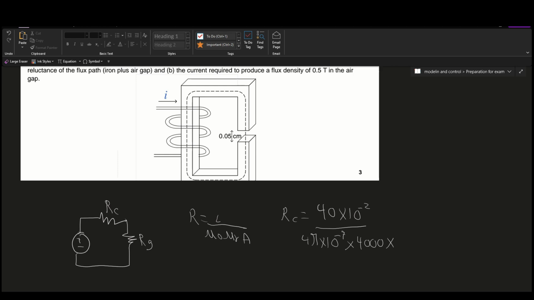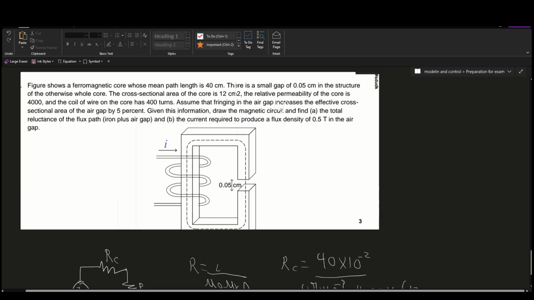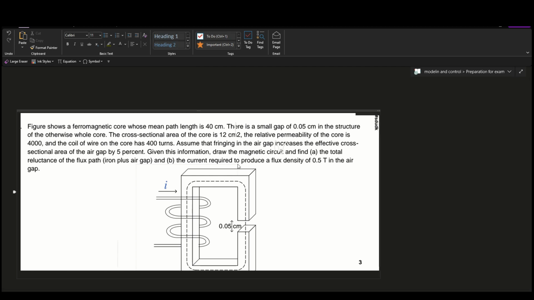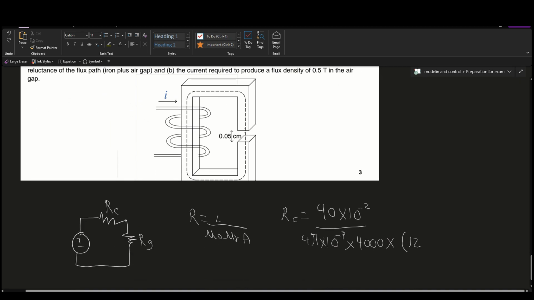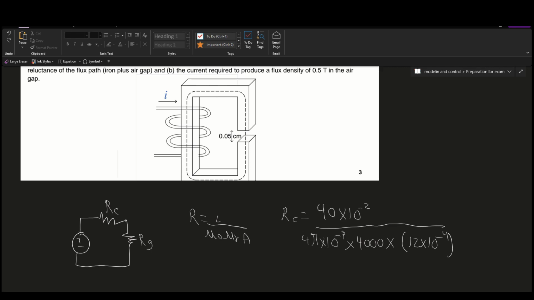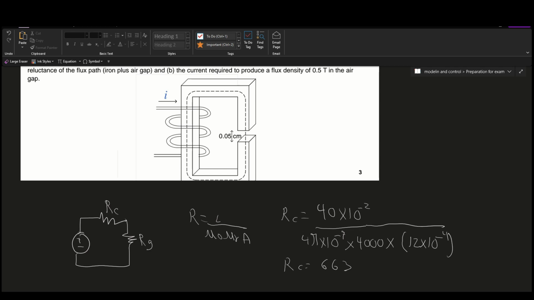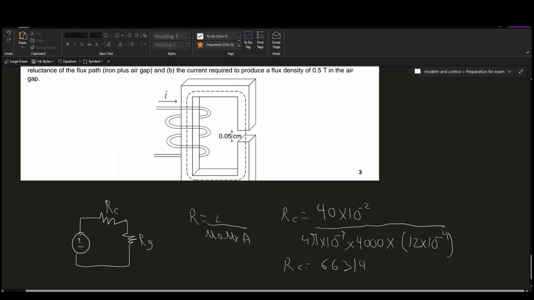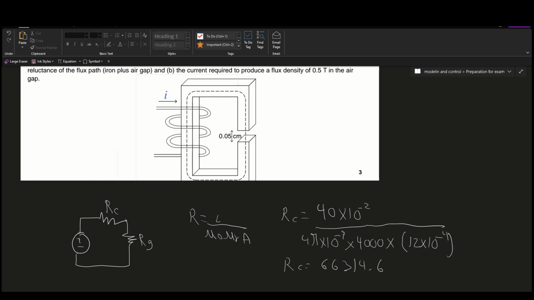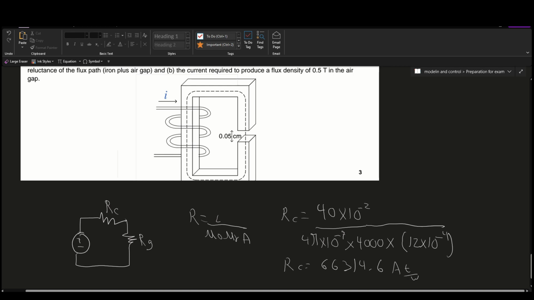And now we need the cross-sectional area. So we have 12 centimeters square, and we multiply this by 10 to the minus 4 to make it meters, and that gives us a reluctance of the core of approximately 66,000 ampere-turns per Weber.